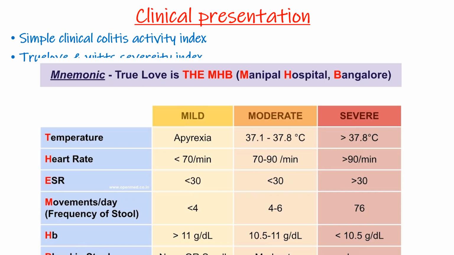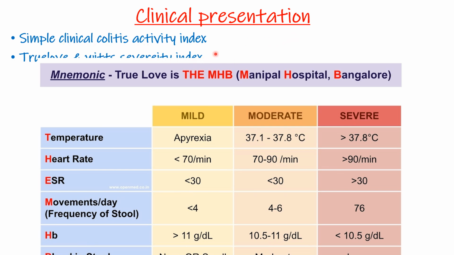Just to recap from where we are, we already said that we can classify them according to the location, which we already talked about, the Montreal classification. We also say we can classify them according to the disease severity, which you can classify according to endoscopy, clinical presentation, and a combination of both. We're already done with the endoscopy, so now we are doing clinical presentation.